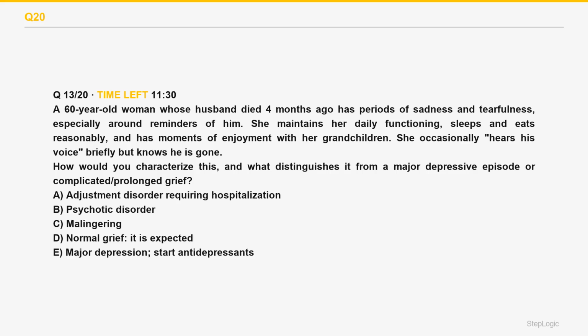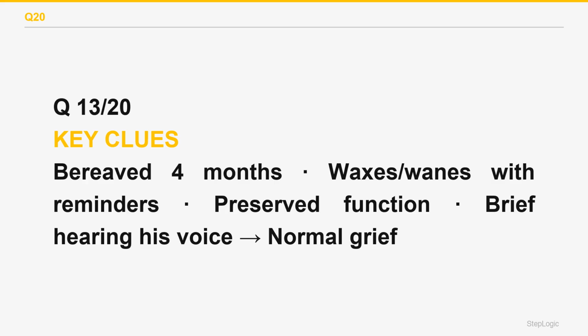Read the command: characterize and distinguish from depression and complicated grief. Normal grief. Waves of sadness, preserved function, brief perceptions of the deceased are normal. This is normal grief, uncomplicated bereavement. Normal grief is an expected response to loss.